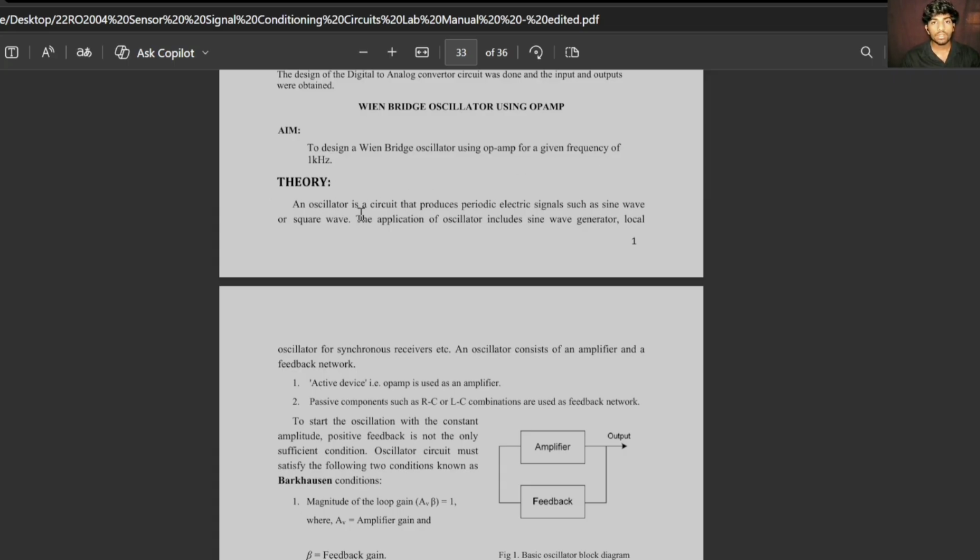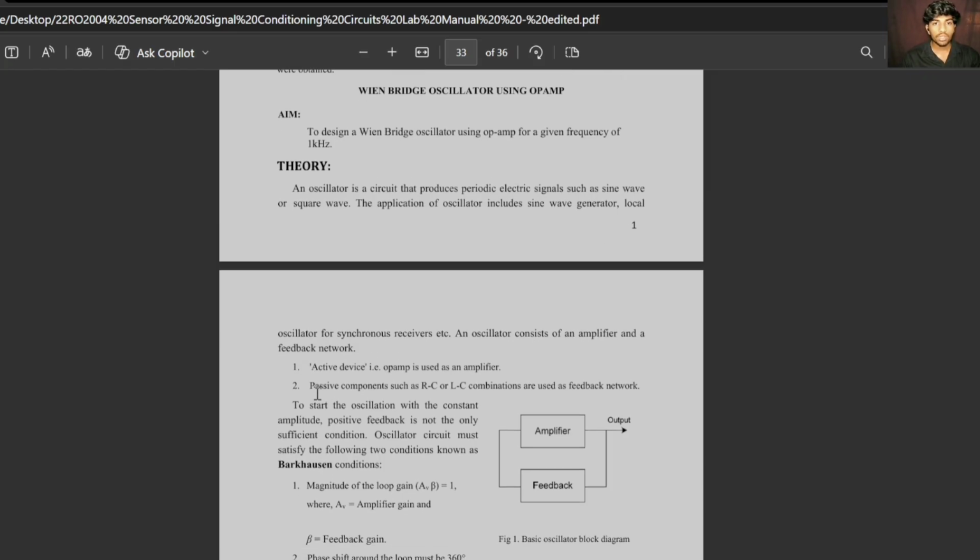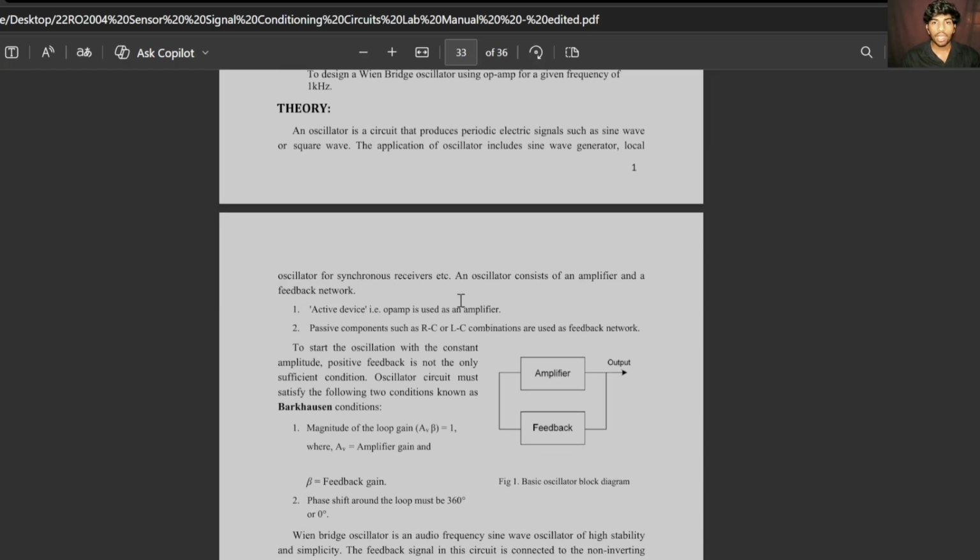The theory: an oscillator is a circuit that produces periodic electric signals such as sine wave or square wave. The applications of oscillators include sine wave generators, local oscillators for signals, receivers, etc. An oscillator consists of an amplifier and a feedback network.